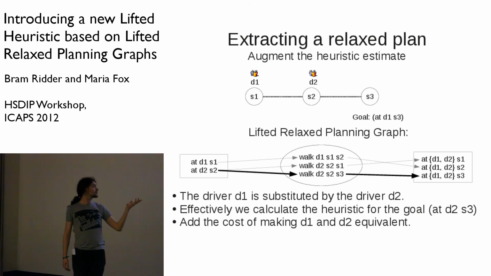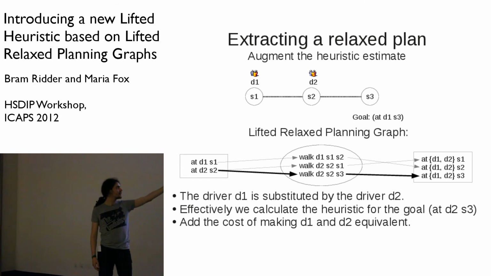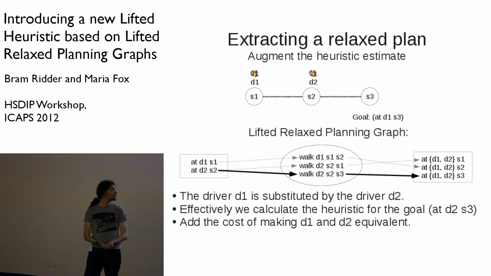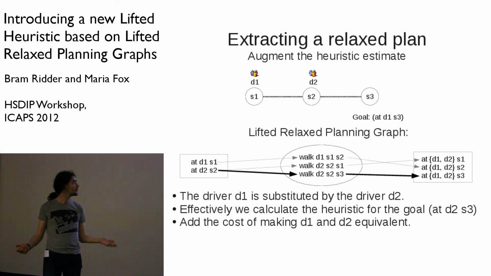So the lifted max plan will look like that, where you've got drive 1 at S1, drive 2 at S2. We move drive 1 to location S2, and move drive 2 to locations S1 and S3. After doing this, drive 1 and drive 2 will be treated equivalently, which means on the right side, in the second fact layer, you see we found driver 2 or driver 1 has reached location S3. We're done. Or are we?